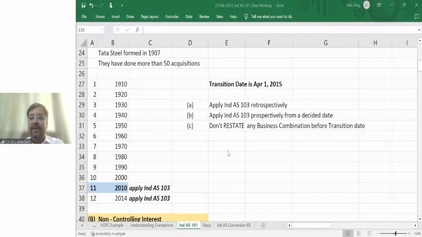Hindustan Unilever is an Indian company. It is incorporated in India. Listed in India, right? Is it clear? Shall I move forward? Have you understood this exemption? This is a kind of exemption and exception given in this standard. This standard only talks about what you should do or what you should not do on the transition date. That's all.